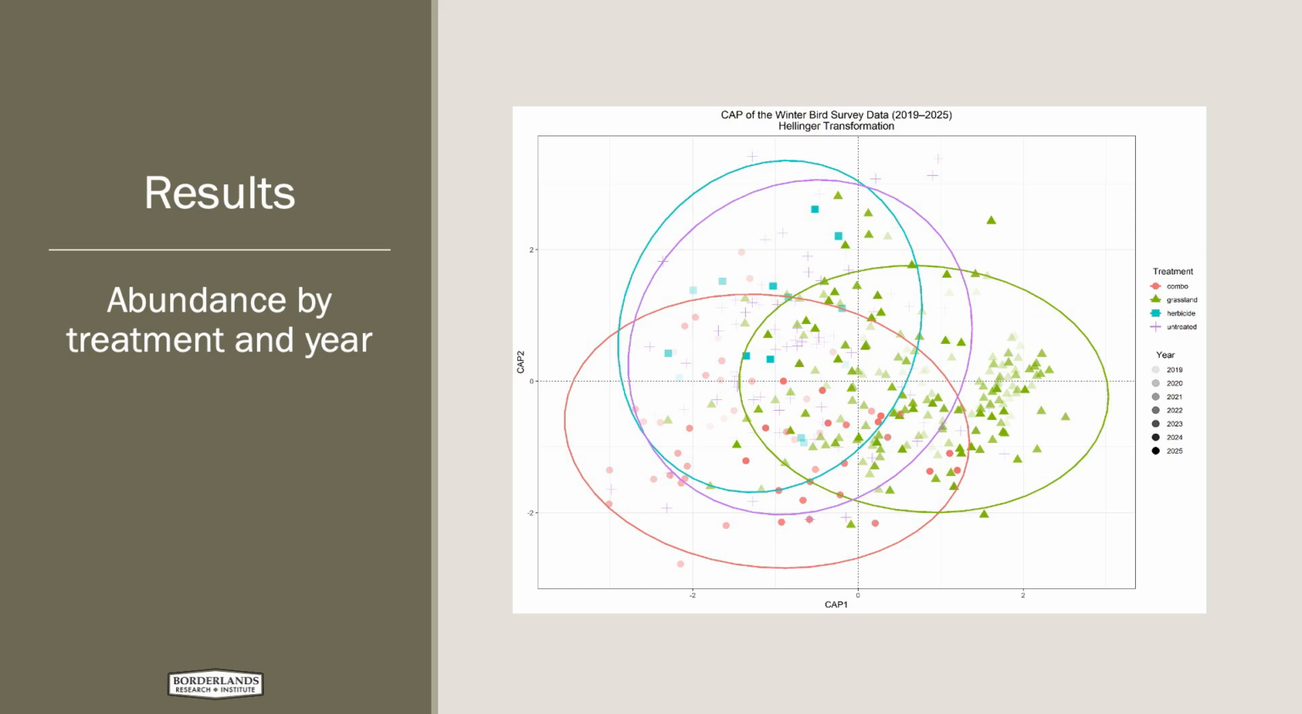Looking at these a different way, this is kind of similar to the previous, but what we're pulling in here is year. So we have these different groups. The blue and the purple are the herbicide and the untreated, and you can see how closely those circles overlap. Our green, again, is our reference, and our pink is our combo. They're not super similar, but what's interesting here is that the darker shaded circles refer to the more recent years, to 2024 and 2025. All of those fall over here closer to that grassland.